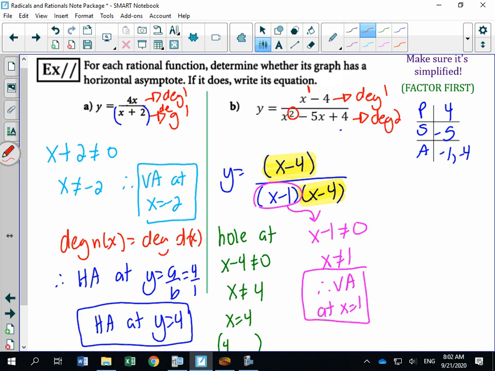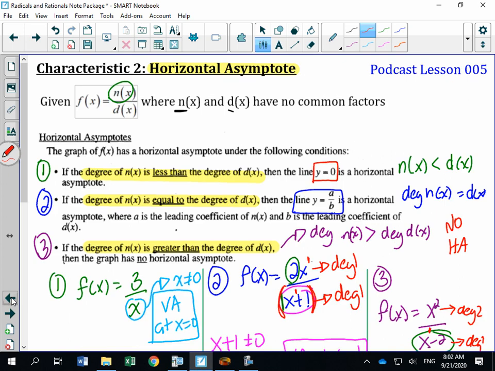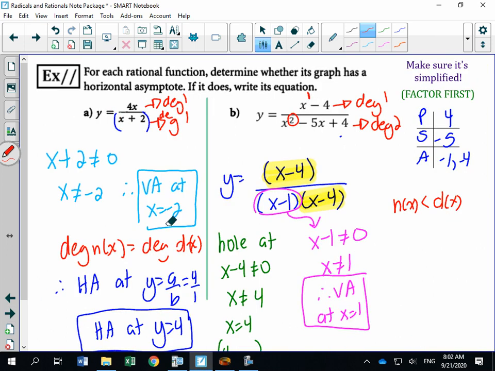So figuring out the horizontal asymptote, I'd say numerator, so n of x, is less than d of x, right? And what happens if we have n of x is less than d of x? So if you go to your scenarios, and if n of x is less than d of x, we are going to have a horizontal asymptote at the line y is equal to 0. So I'm going to put that in.